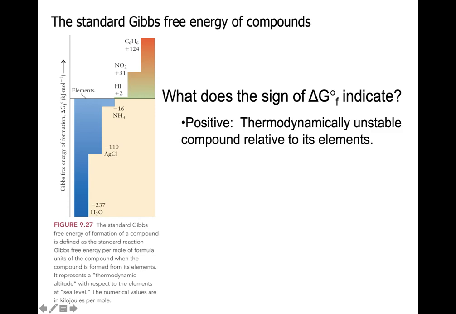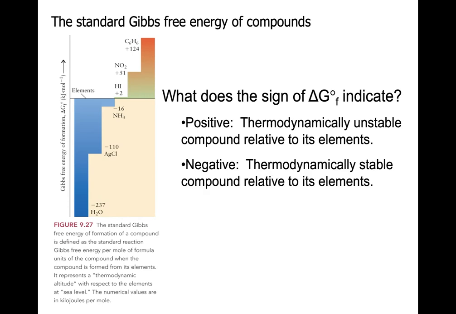So if we say the elements are 0, then anything with a positive delta G of formation means it's an unstable compound relative to its elements. So a positive delta G indicates that that compound is not as thermodynamically stable as its elements. If we have a negative delta G of formation, then it is more thermodynamically stable compared to its elements. So water, silver chloride, and ammonia are more stable than elements.